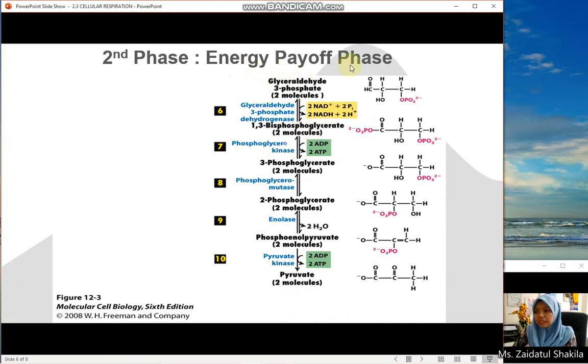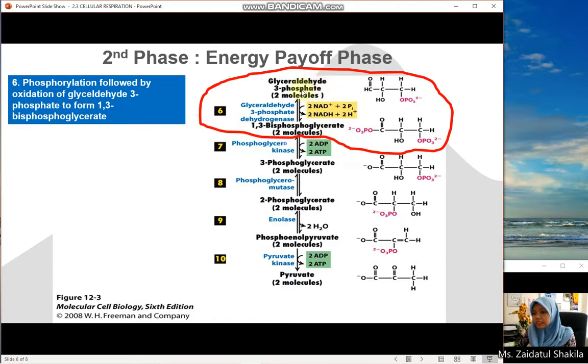Now, let's move to the second phase of glycolysis, which is the energy payoff phase. Keep in mind that every molecule of glucose is split into 2 molecules of glyceraldehyde 3-phosphate. So every reaction in the second phase happens twice, and the products are doubled. Next, step number 6: glyceraldehyde 3-phosphate is converted into 1,3-bisphosphoglycerate. There are 2 processes here.